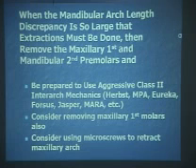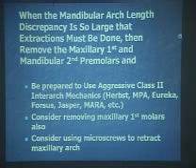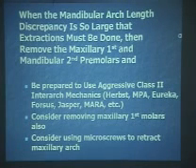Okay. When the mandibular arch length discrepancy is so large that you have to take these out, be prepared to use aggressive class 2 interarch mechanics. A Herbst, MPA, Eureka spring, Forsus, Jasper Jumper, Mara, etc. And then consider what Dr. Begg did very frequently. Consider removing the maxillary first molars.